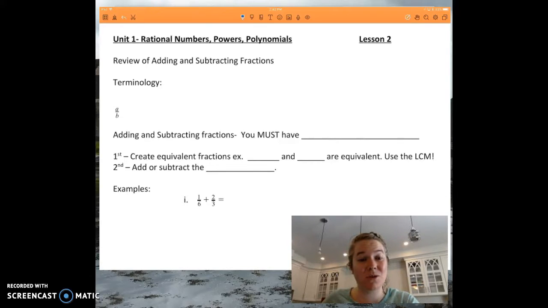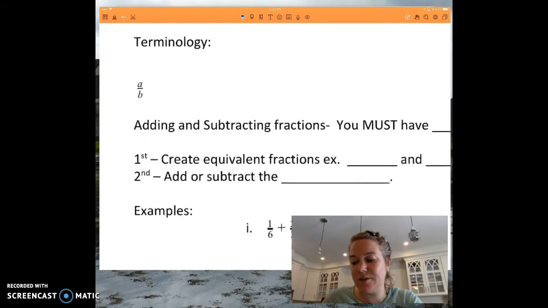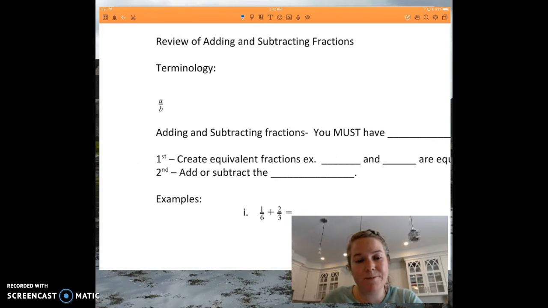Welcome to Lesson 2 of Unit 1, Rational Numbers, Powers, and Polynomials. Today we're just going to review adding and subtracting fractions, as this is a really important concept. It's going to come up over and over again throughout the unit, and it's a great place to start with this topic. So we're going to start with some of the basic terminology of fractions.